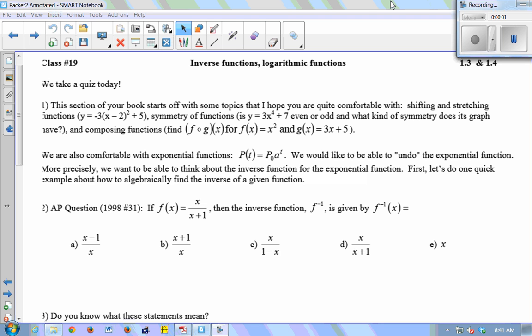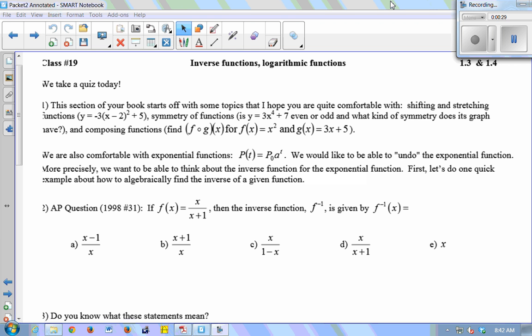So this section of your book starts off with some things that I hope that you're quite comfortable with, and we won't be reviewing too much in class. Transformations of functions, so shifting up and down, vertical stretching and shrinking, etc. Symmetry of functions, whether a function is even or odd or neither. And composing two functions we actually already have reviewed.